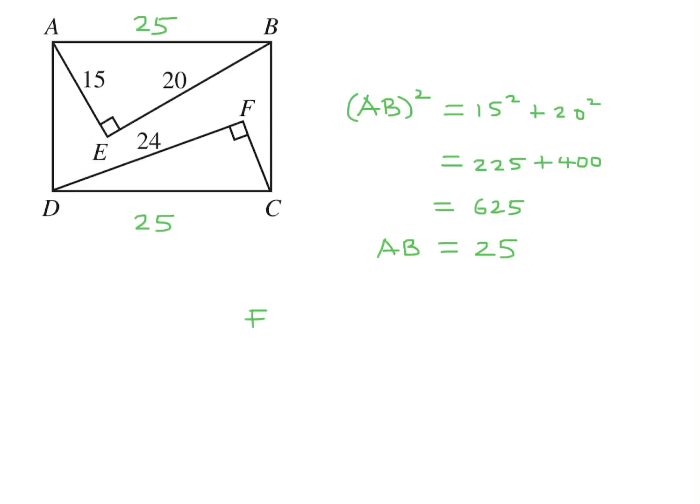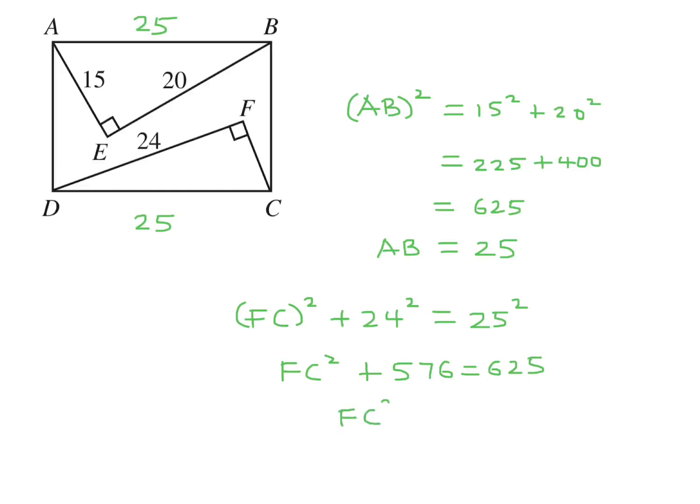And therefore it will be FC squared plus 24 squared equals the hypotenuse squared, which in this case is 25. So FC squared plus 576 is equal to 625. And if you subtract them, you get 49. And therefore FC, if you take the square root, is equal to 7.